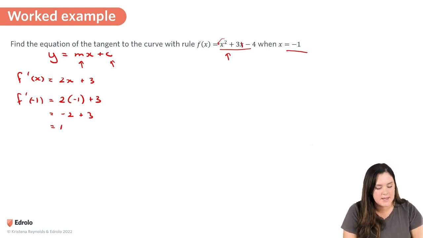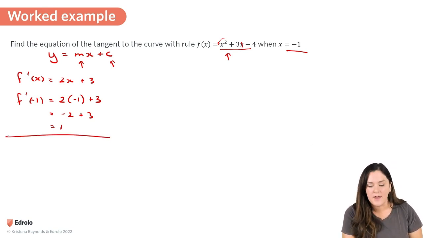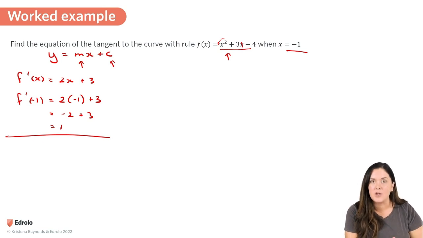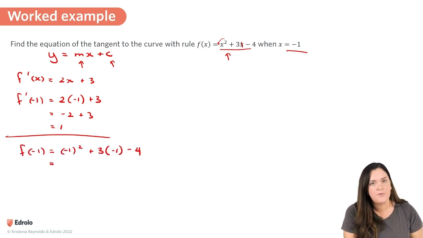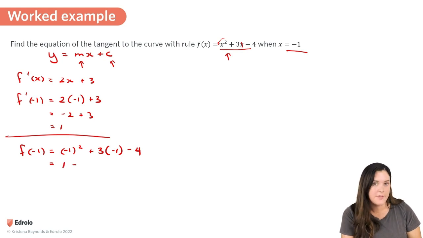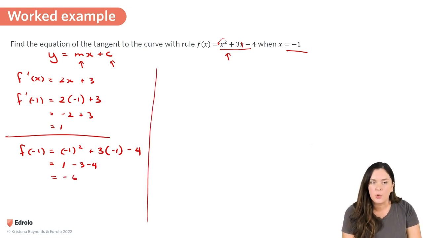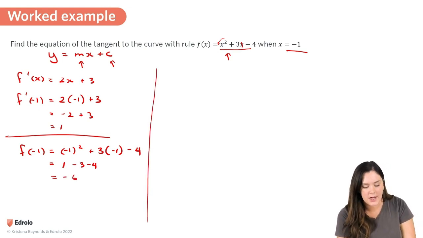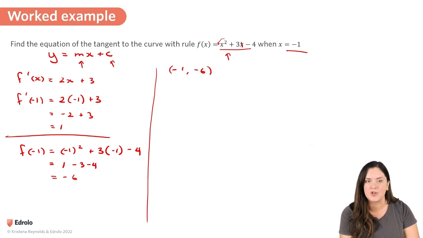Now we need to find what c is. In order to do that, we actually need to find what the y value is when x equals negative 1. Otherwise, we don't have enough information. So what I'm going to do is for f of x, I'm going to find f when x equals negative 1. So I end up getting negative 1 squared plus 3 times negative 1 take away 4. So simplifying that, we get 1, take 3, take 4, and I get negative 6. So now we have found the coordinate there when the gradient equals 1. So our coordinate is negative 1, negative 6.